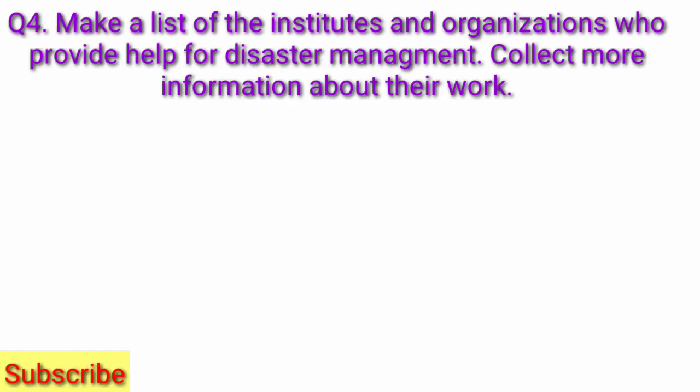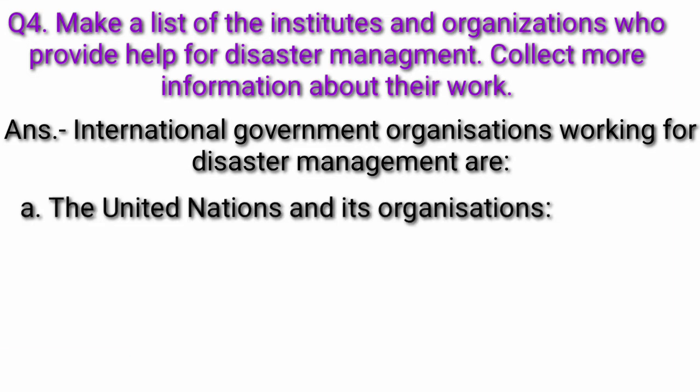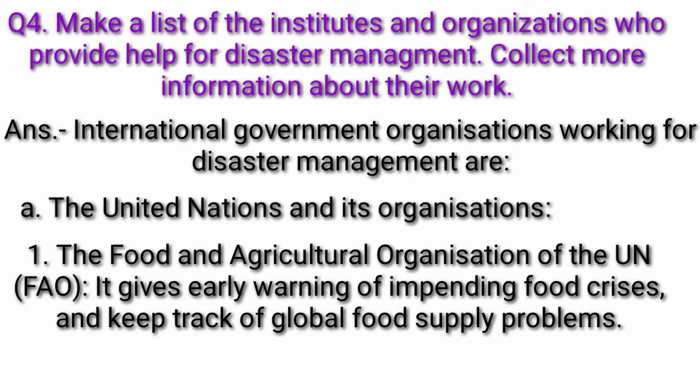Question 4. Make a list of the institutes and organizations who provide help for disaster management. Collect more information about their work. Answer. International government organizations working for disaster management are A. The United Nations and its organizations. First, the Food and Agricultural Organization of UN. It gives early warning of impending food crisis and keeps track of global food supply problems.